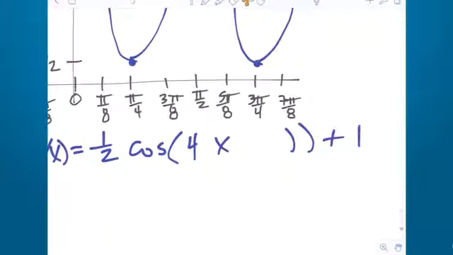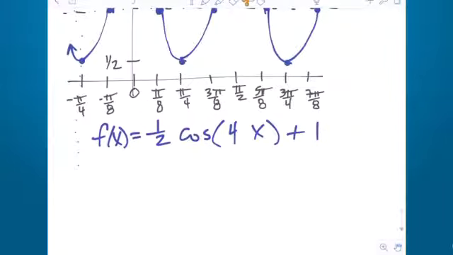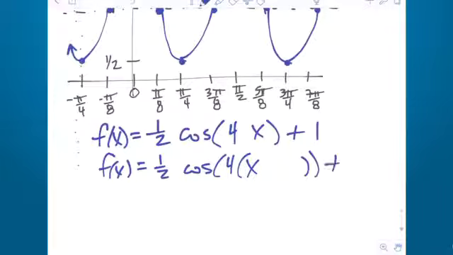At 0. So if I start at 0, do I even need a phase shift? No. So one answer could just be cosine of 4x. If you don't like that one, of course, there are other high points labeled on our diagram. You can have 4 parentheses x plus or minus something plus 1.